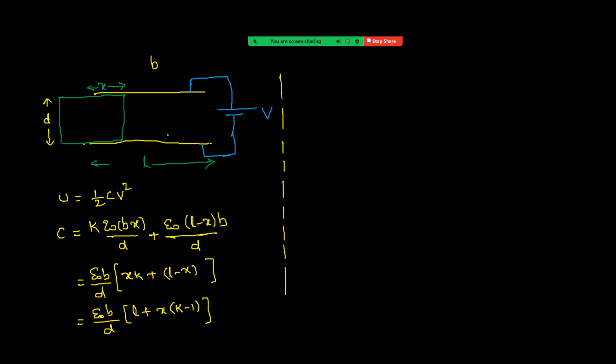So in this process, the battery is doing work. Why is the battery doing work? Since capacitance is increasing, see carefully, Q equals CV, and V is constant. As the dielectric moves into the capacitor, capacitance is increasing, therefore the charge on the plates will increase. That means more charge flows through the battery, so work is done by the battery. Right?